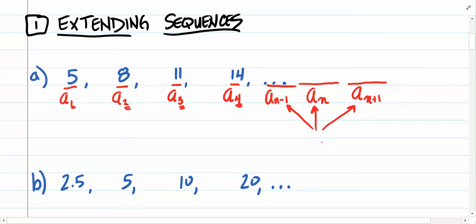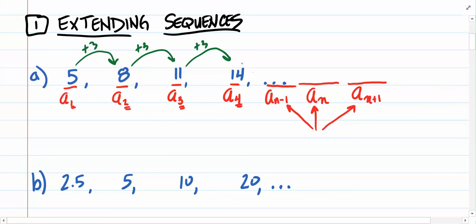We're going to practice extending these sequences. Let's ask ourselves this: we have 5, 8, 11, and 14. How do we get from here to here? How do we get from here to here? How do we get from here to here? What do you think the next 3 terms would have to be in this particular sequence? Hopefully you see that we are adding 3 to each of the previous terms to get the next term.